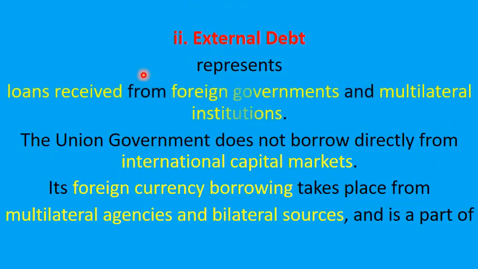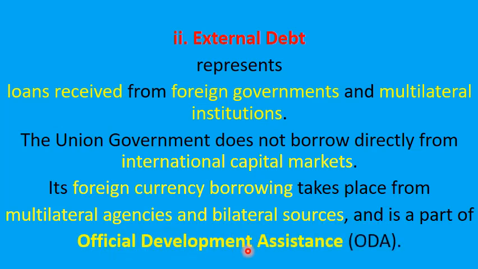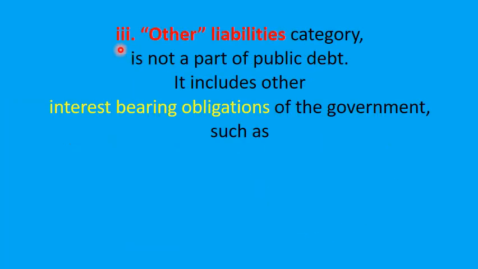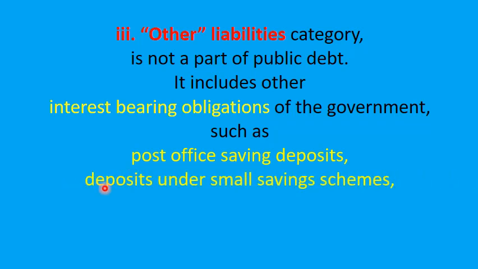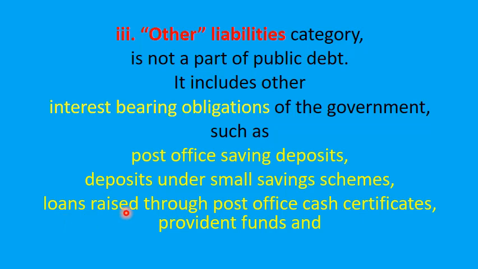External debt represents loans received from foreign governments and multilateral institutions. The Union government does not borrow directly from international capital markets. Its foreign currency borrowing takes place from multilateral agencies and bilateral sources and is a part of Official Development Assistance, ODA. Other liabilities category is not a part of public debt. It includes other interest-bearing obligations of the government such as post office saving deposits, deposits under small savings schemes, loans raised through post office cash certificates, provident funds, and certain other deposits.